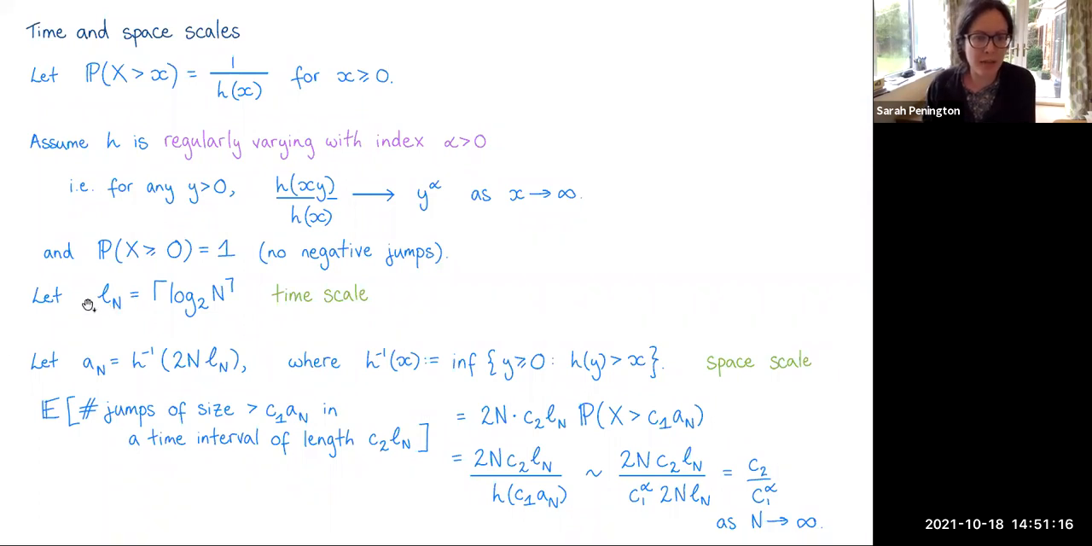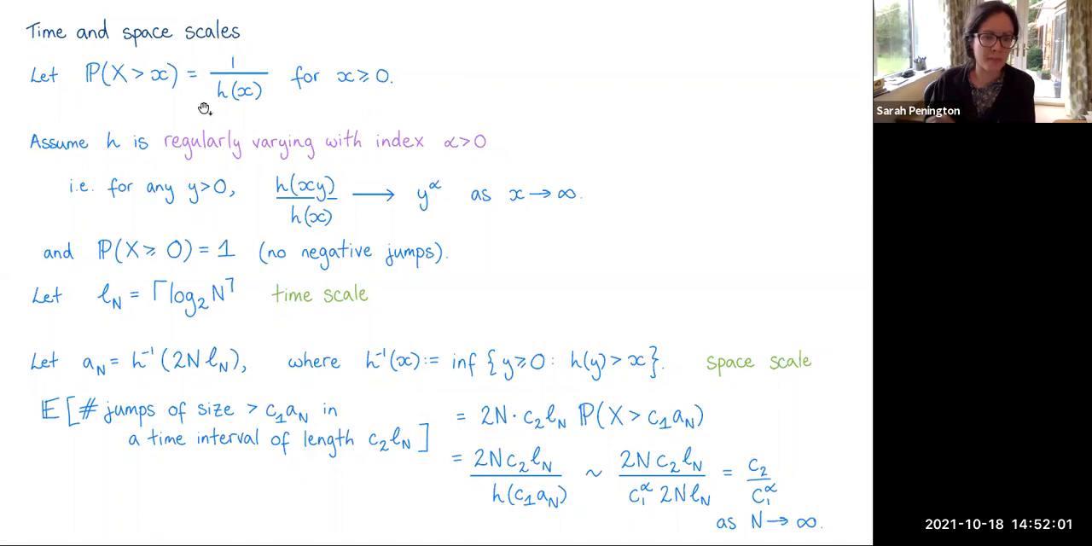And because 2 to the power of Ln is greater than or equal to n, that means that in time Ln, the descendants of a single particle can take over the whole population. This turns out to be why it's the suitable timescale for looking at the process. And then what turns out to be the suitable space scale is to let an be h inverse of 2n times Ln. Here h inverse of x is the generalized inverse, so it's the infimum of y such that h of y is bigger than x. You can see from the definition of h that h is non-decreasing.